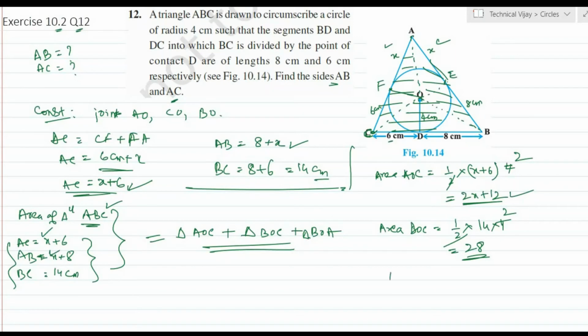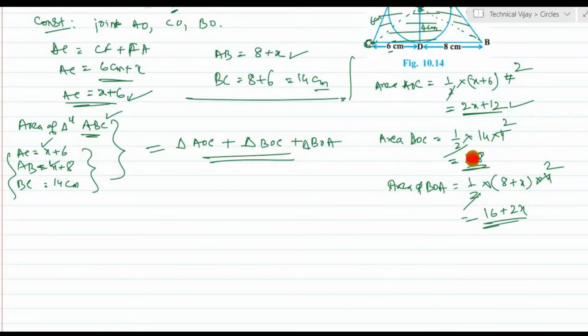Now area of BOA is equal to half of base 8 plus x into altitude 4. So 2, here 16 plus 2x. So 2x plus 16, this is 2x plus 12, this is 28. So these three areas we have to add, and after that we have to equate it to the area of triangle ABC. So now this is the total area.